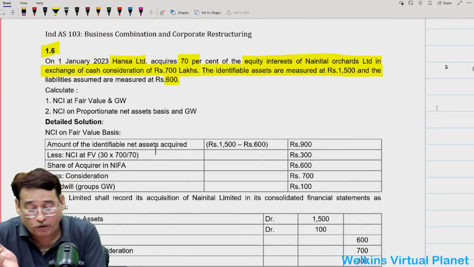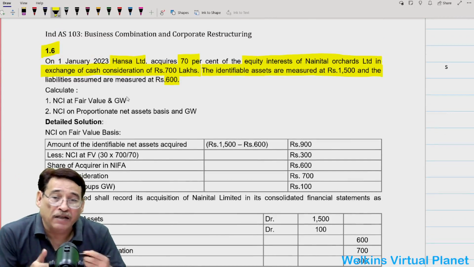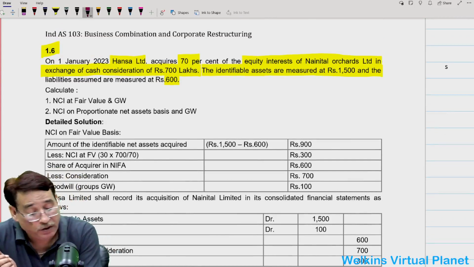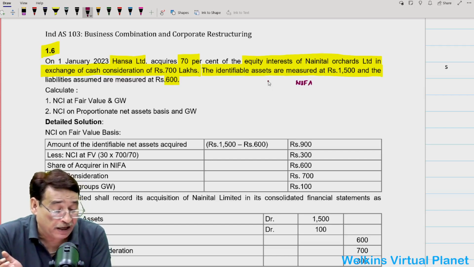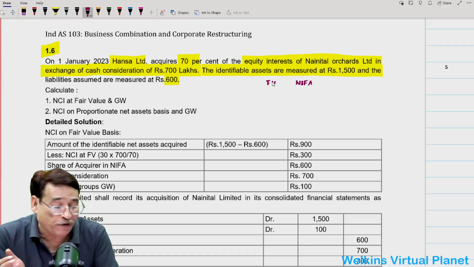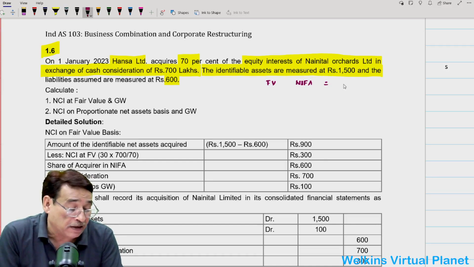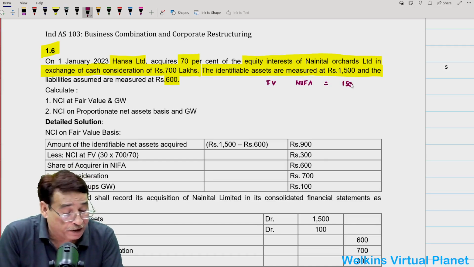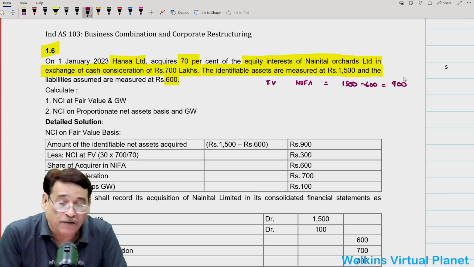The only thing is that the question says NCI is measured at fair value. Correct? NCI is measured at fair value. So first of all, always compute net identifiable asset on the date of acquisition. And of course, when I'm writing net identifiable asset, it means fair value of net identifiable asset. It is given in the question that identifiable assets are 1,500. However, liabilities are 600. So 900 will be your amount of net identifiable asset.